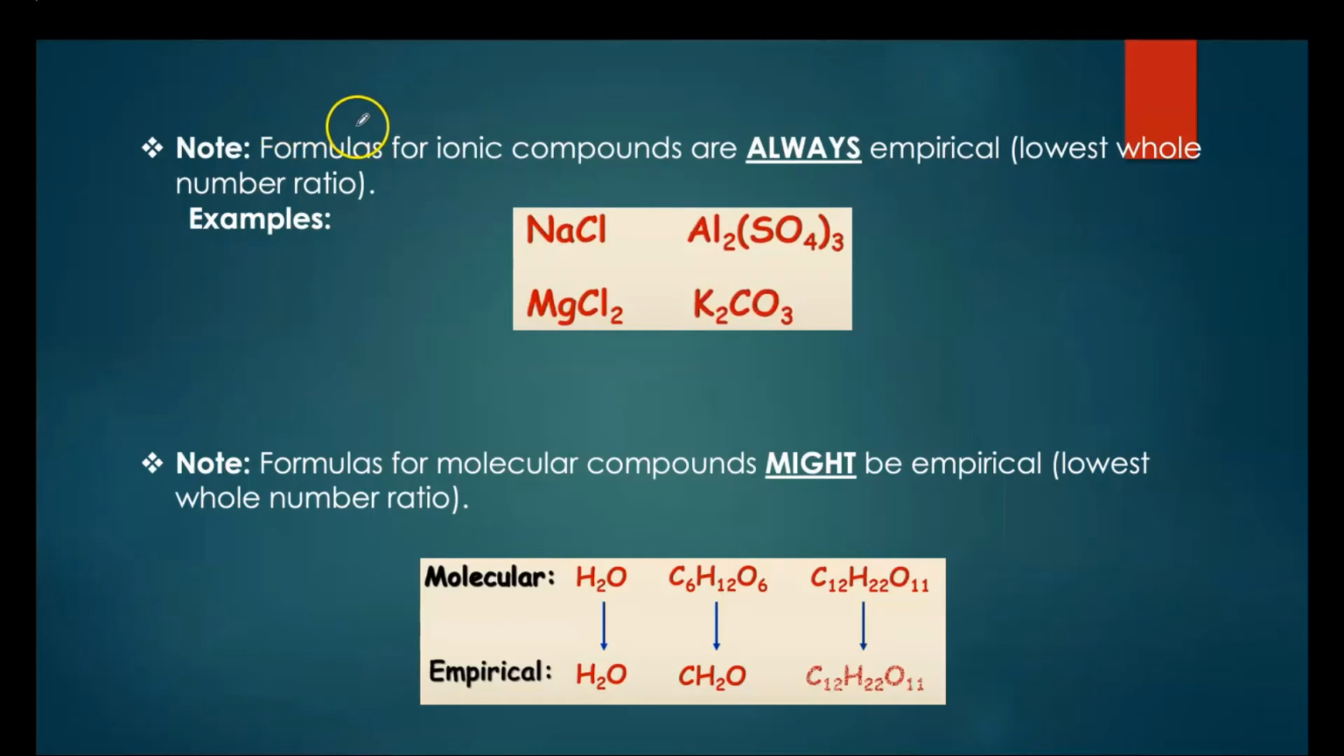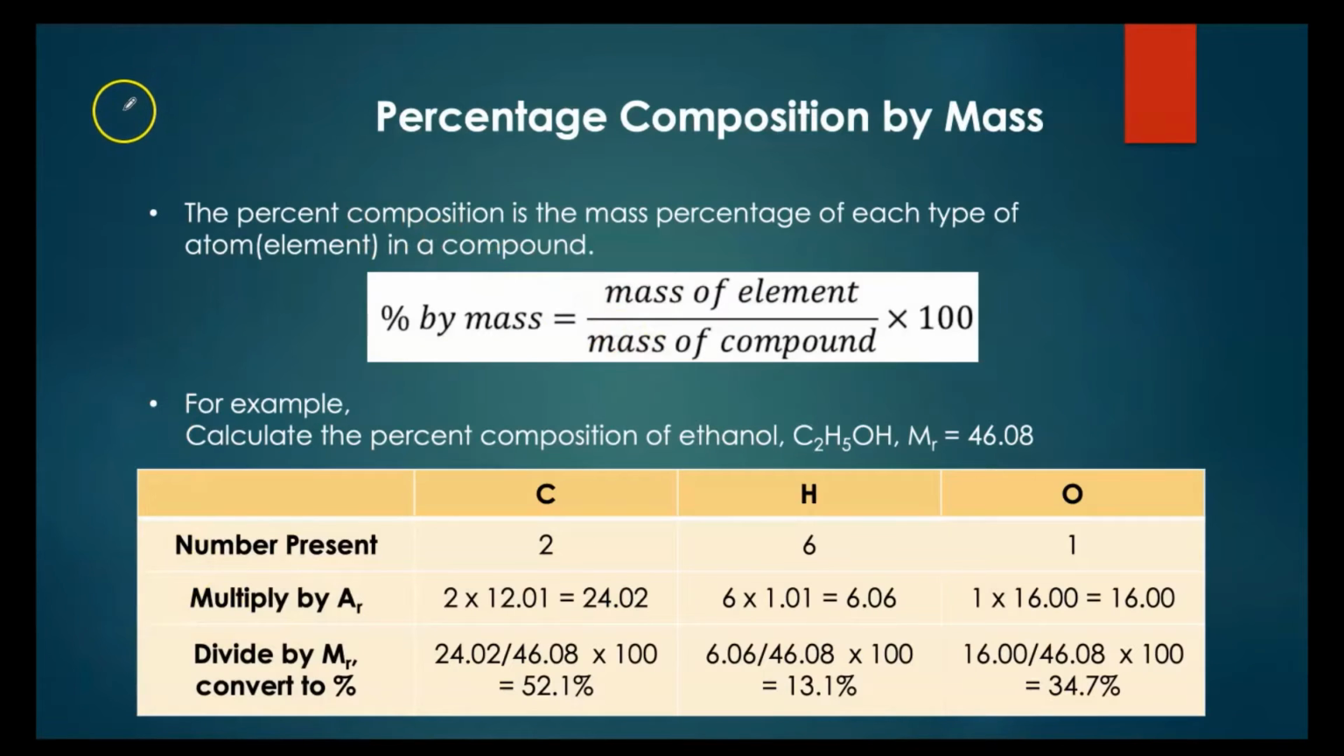So remember, formulas for the ionic compounds are always empirical, okay? And formulas for the molecular compounds might be empirical, okay? So here examples are given, right? Okay, so let's calculate the empirical and molecular formula.